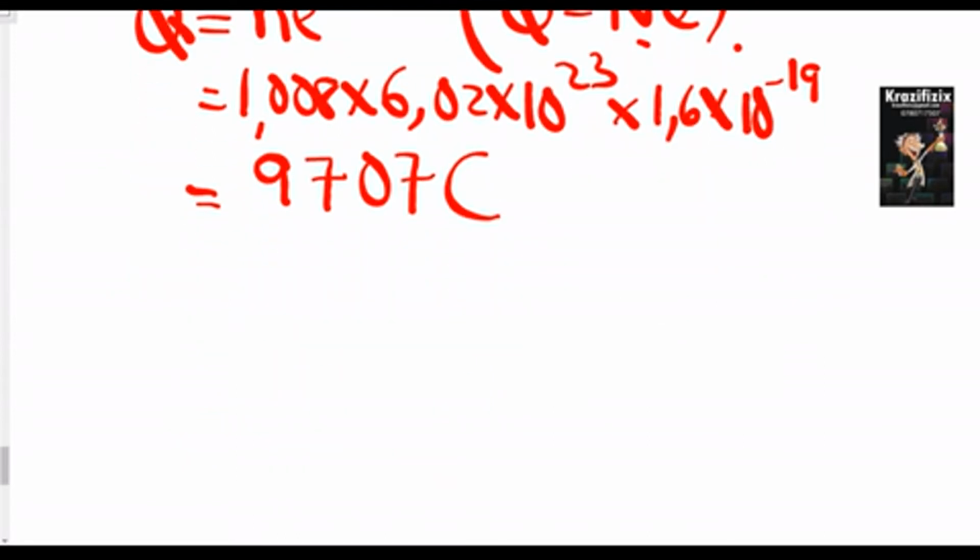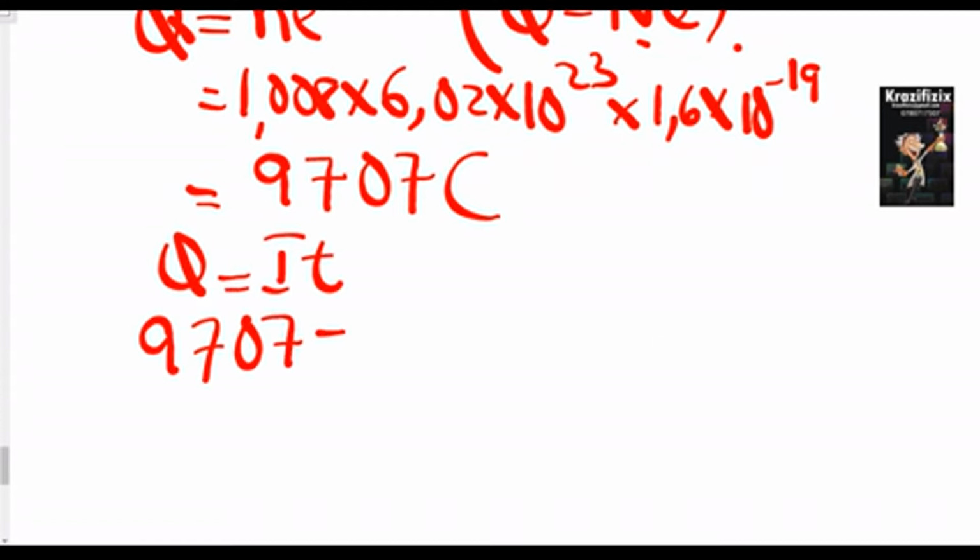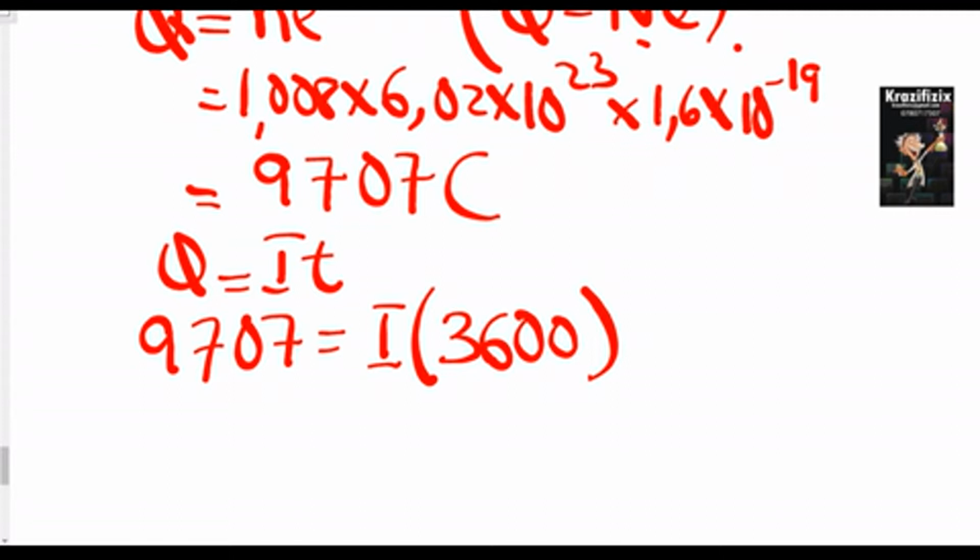Q therefore equals I times T. So 9,707 should be equal to what we're looking for, I, multiplied by 3,600, which is 1 hour. Our I therefore is 2,70.